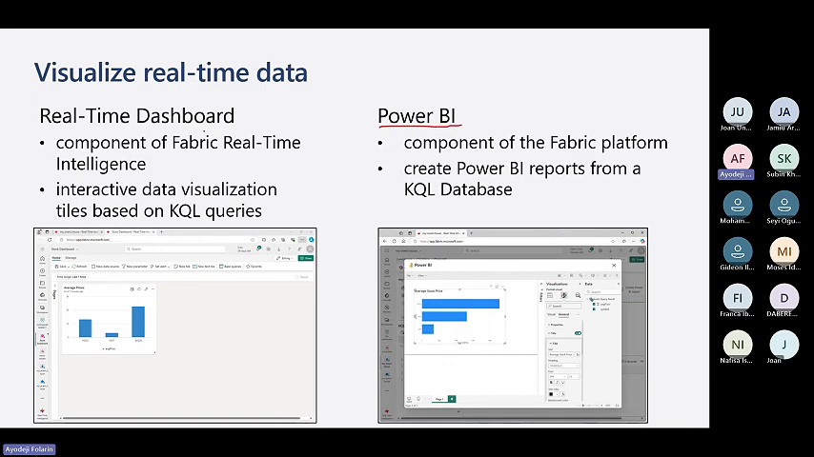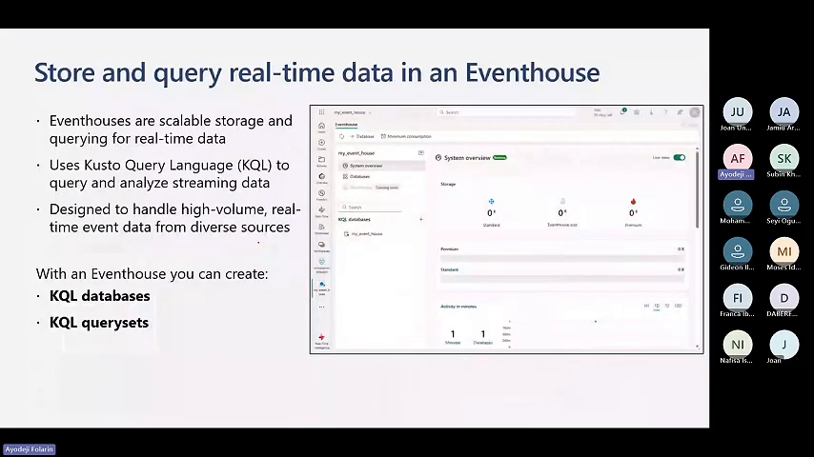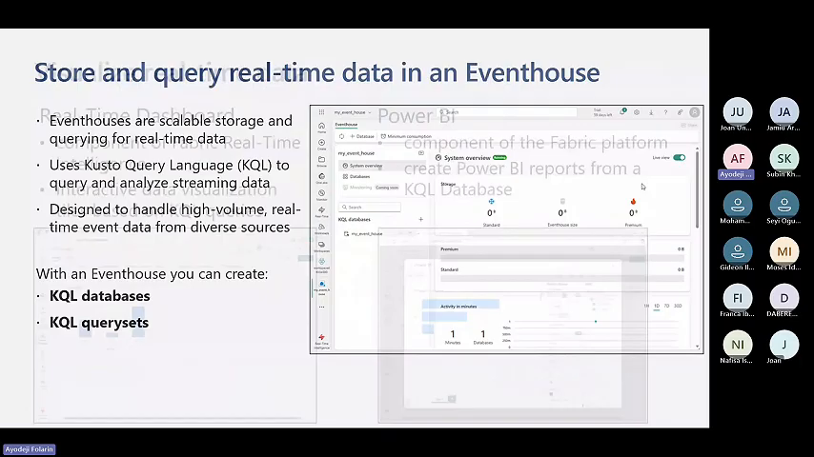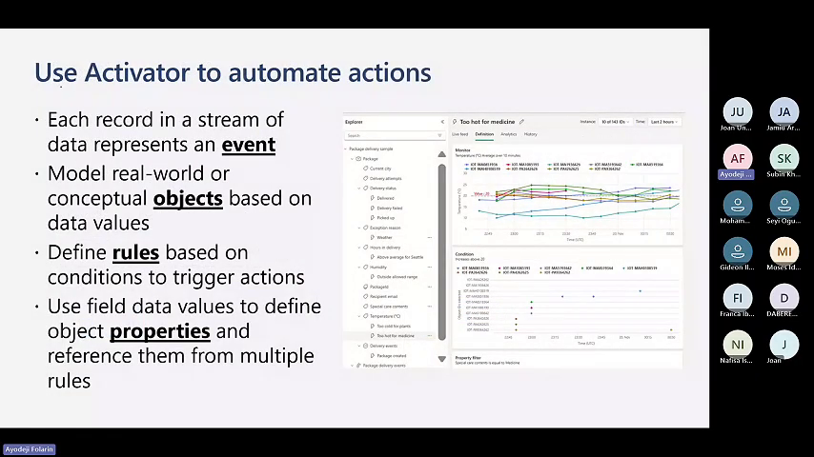The real-time dashboard component of Fabric is already within Fabric, and it gives interactive data visualization based on the KQL queries that you have issued. You can quickly see what is happening in the dashboard. Or with Power BI, a component of the Fabric platform, you can create Power BI reports from the KQL database. From the database, you can prepare your Power BI report straight up. And use activator to automate some action. It is a trigger. So when something happens, something should happen.